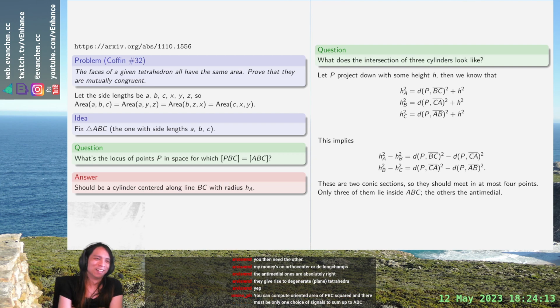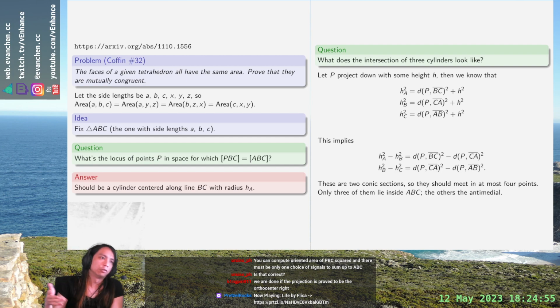Okay. Oriented area of P. What is a signal? Is it one choice of signs or something? We are done if the projection is any point. I don't care which point P it is, I just care there's only one, because the choice of P uniquely determines the choice of H. For the three points P that aren't the vertices of the antimedial, you get a positive value of H, so you get a non-degenerate tetrahedron. And there's two of them, and we know which two they are, so it's fine.